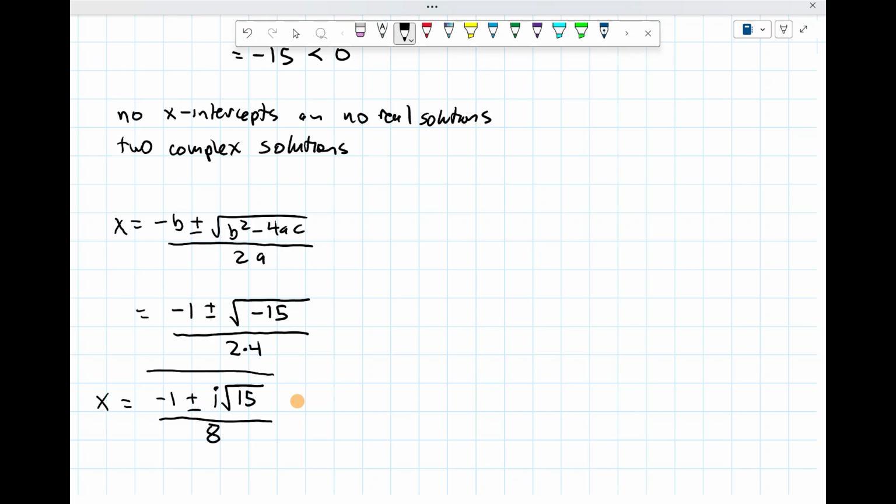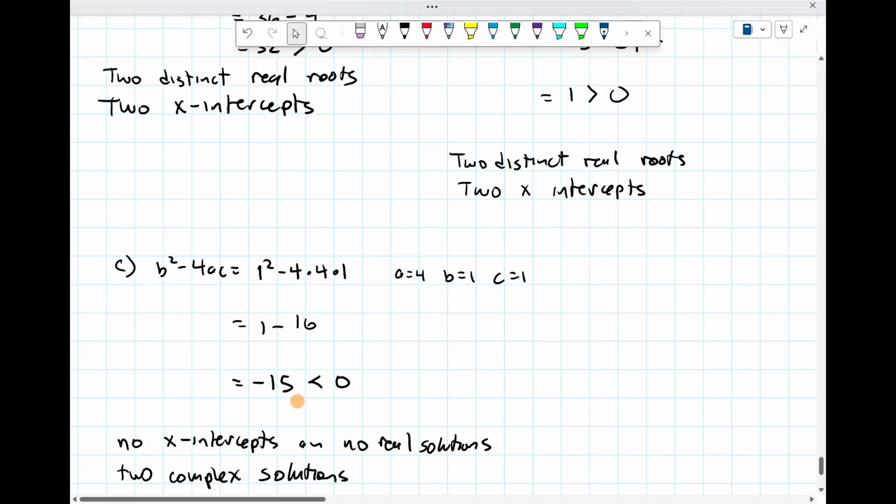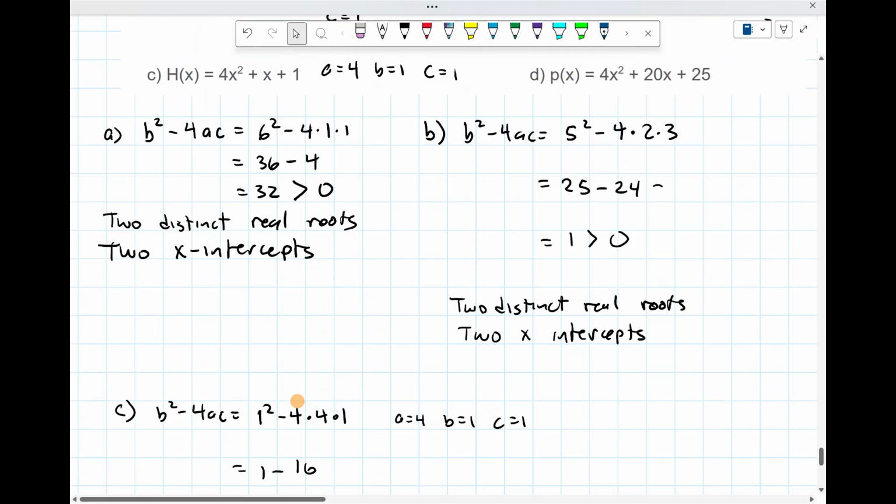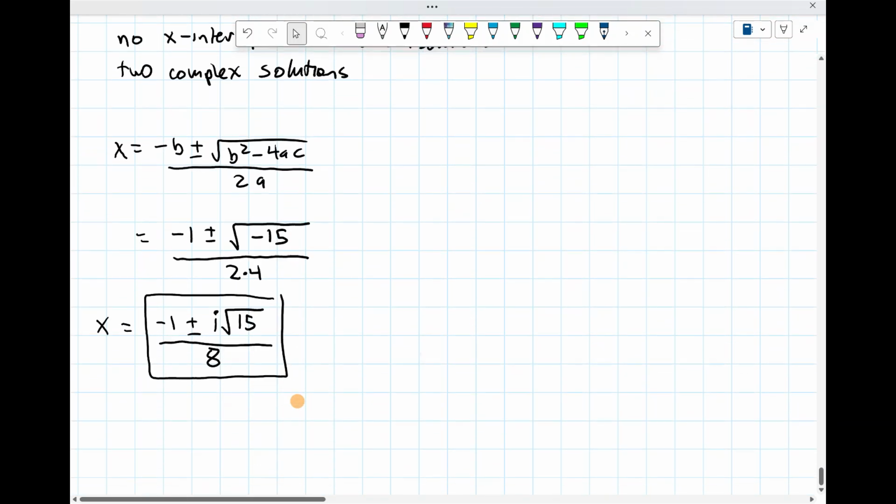There are two possibilities. There are two solutions to the equation 4x squared plus x plus 1 equals 0. That would be negative 1 plus i square root of 15 all divided by 8, or negative 1 minus i square root of 15 all divided by 8.